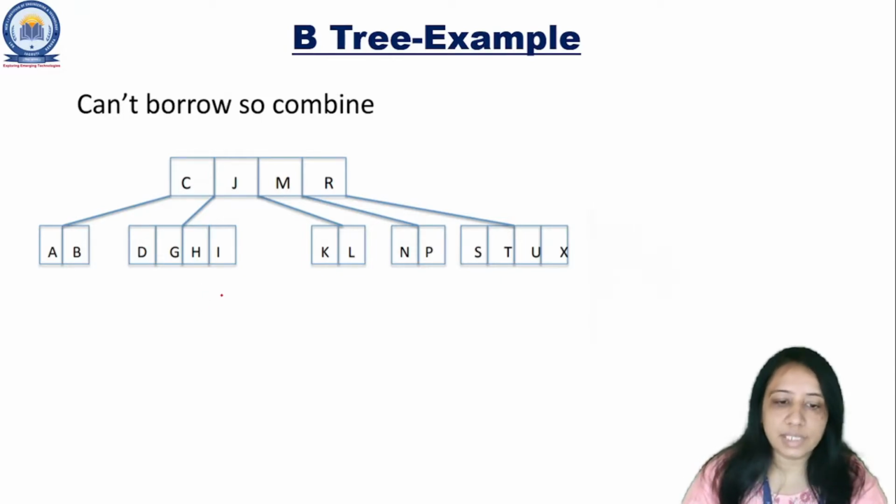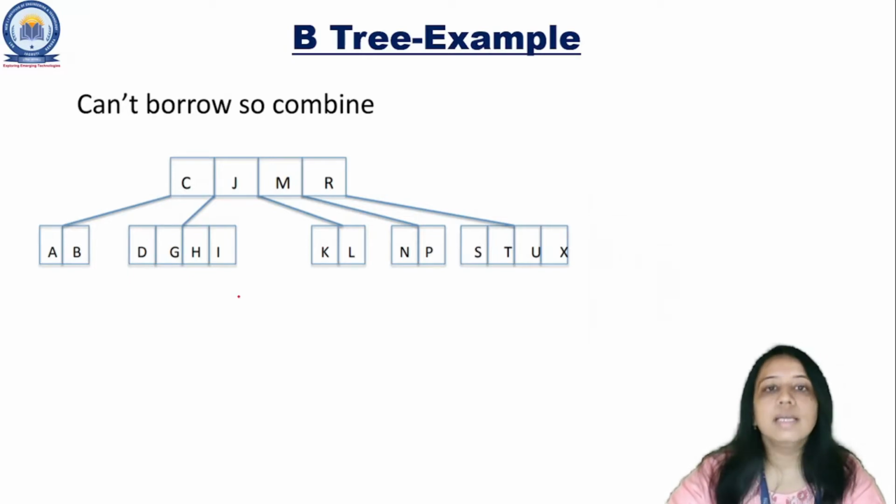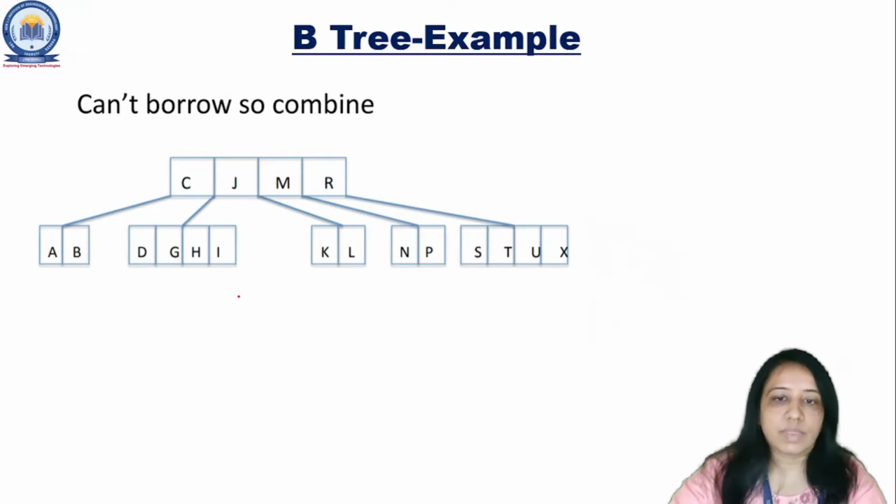If you delete and there are not enough keys, you can borrow from the neighbor. If that is not possible, you need to combine. But after combining, the problem may arise at the upper level, so you just need to apply this rule again. In this way you can delete a node from a B tree. Now you can see that the size of the B tree shrinks, right?